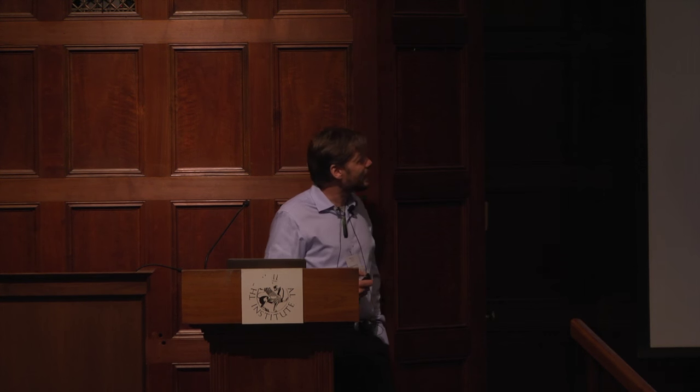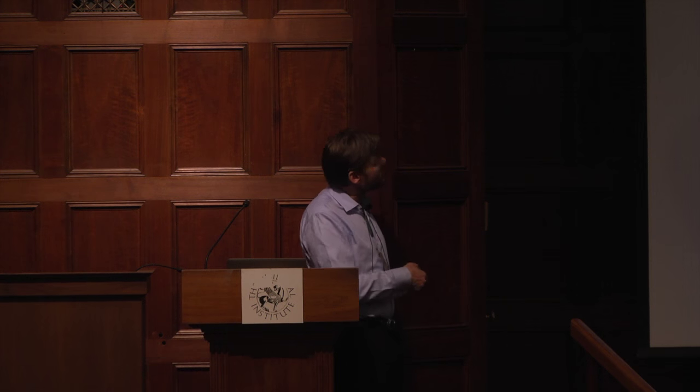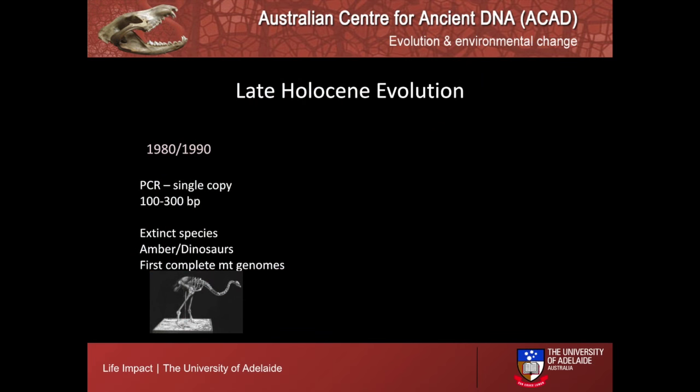Back in those days, of course, it was all PCR, very simple techniques. The maximum DNA we were generating was only 100 to 300 base pairs long. Most of the work was looking at the evolutionary history of extinct species, but it led to some famous contaminated results: DNA from amber, the whole Jurassic Park theory, DNA from dinosaurs, from coal mines in Colorado, I think. But we did also get the first genomes out, mitochondrial genomes.